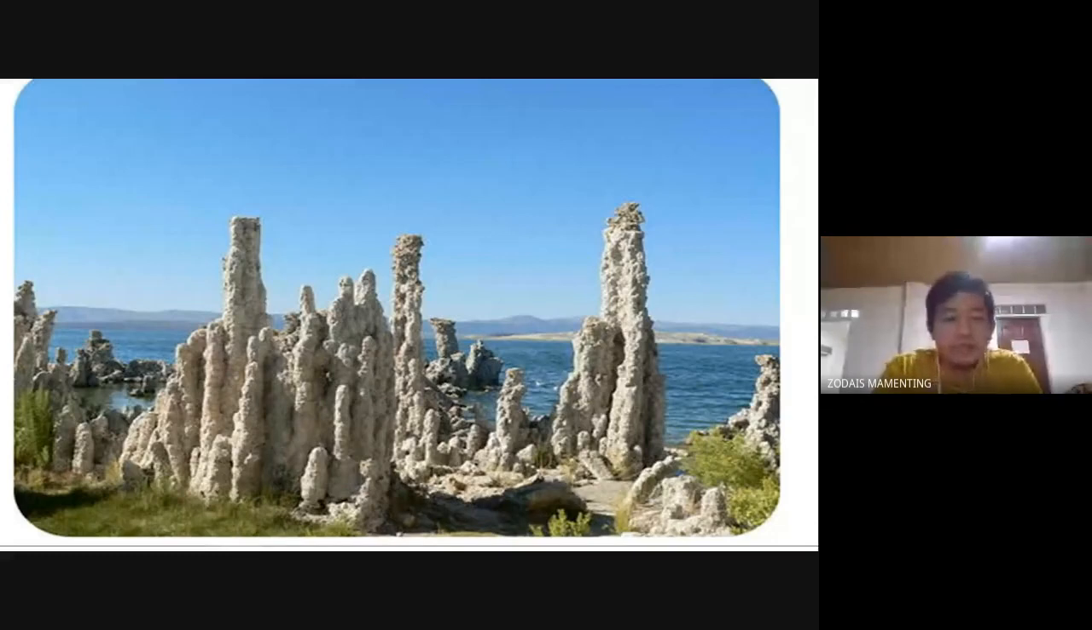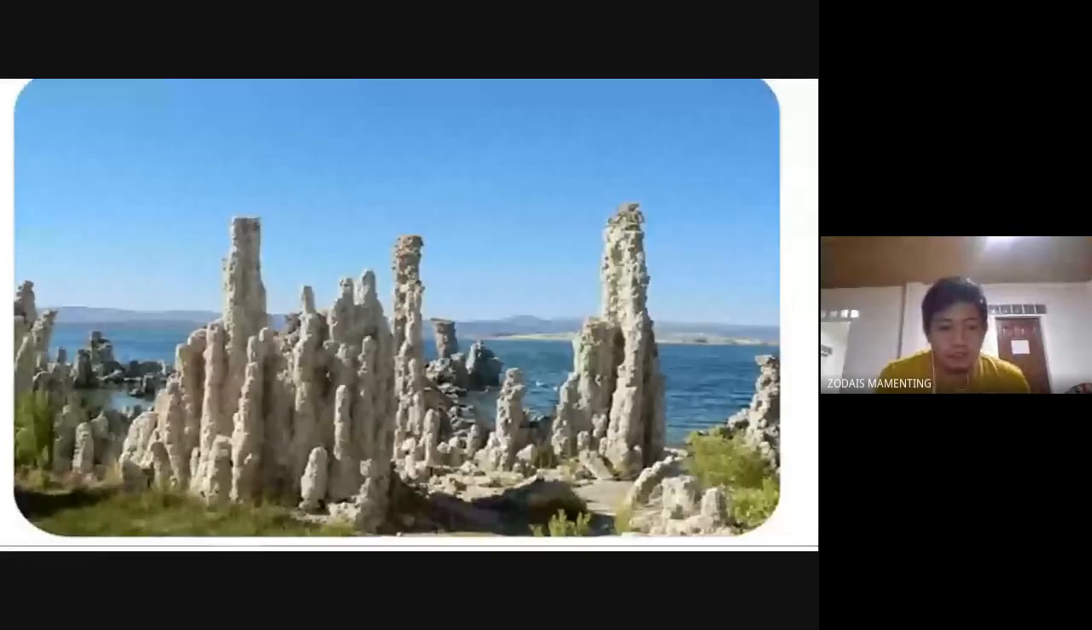Chemical sedimentary rocks are formed by precipitation of minerals from water. Precipitation is when dissolved materials come out of water. For example, take a glass of water and pour some salt, halite, into it. This is a common way for chemical sedimentary rocks to form, and these rocks are commonly called evaporites.